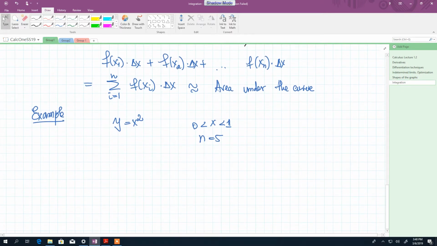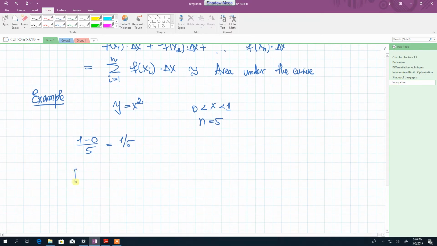So let me do the intervals. If I would like to make 5 small intervals between 0 and 1, what will be the width of each of them? It will be 1 minus 0, b minus a, divided by 5, because n is 5. So this will be 1 over 5. The first interval is 0 to 1 over 5. The second is 1 over 5 to 2 over 5. The third is 2 over 5 to 3 over 5. The fourth is 3 over 5 to 4 over 5. And the last one is 4 over 5 to 1. Right? Five intervals.